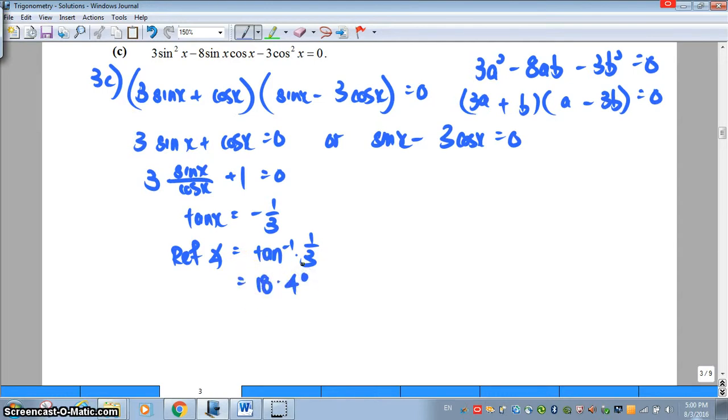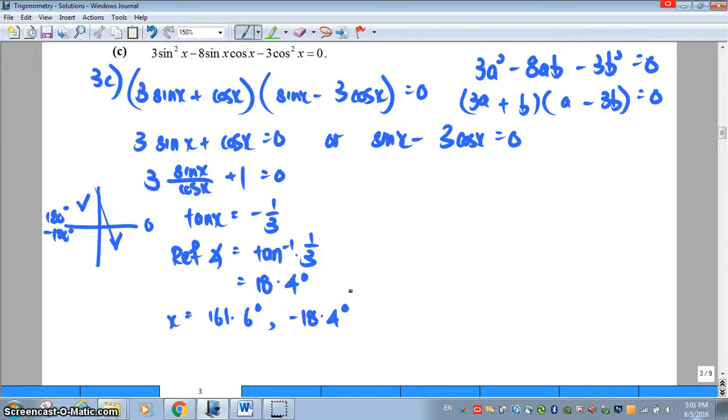So, which quadrant does it lie in? Tricky. Let us do a check again. Since tangent is negative in this case, it must lie in the second as well as the last quadrant. Okay, if it lies in the second quadrant, it will be 180 minus 18.4. In this case, it's 161.6 degree. Similarly, if it lies in the last quadrant, it must be 0 minus the reference angle. In this case, negative 18.4 degree. We are done with the first set. Now, please move on to the next set.